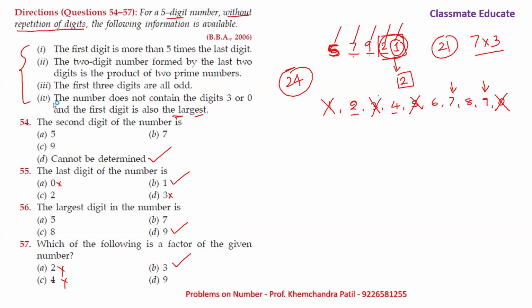This is also correct. The first three digits are all odd, so 5, 7, 9 we have taken. The number does not contain 3 and 0. Okay, fine. The first digit is also the largest. Now this is a slightly contradictory statement. The 5 is not the largest among all the digits given.